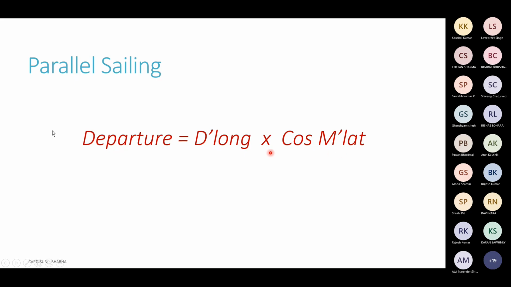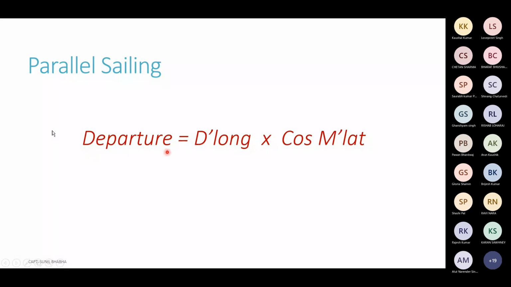For plain sailing, when we use this formula, we take a mean of the latitudes of initial and final positions. That is why the term mlat or mean lat. This formula can also be remembered as departure upon d long equal to cos of mlat. So use whichever way you are comfortable with.